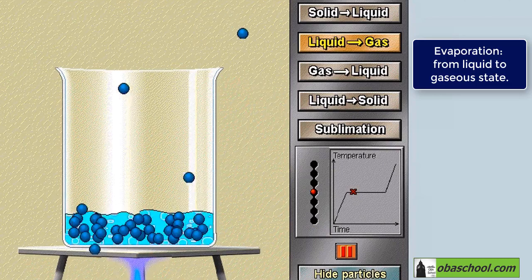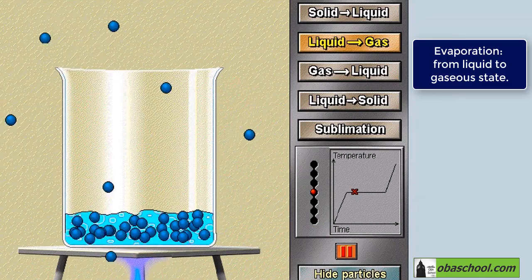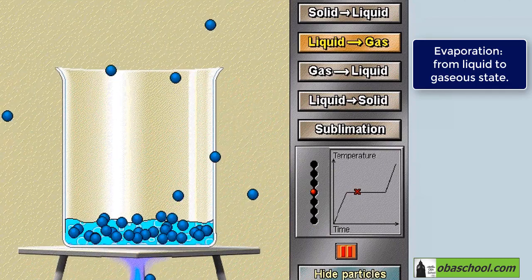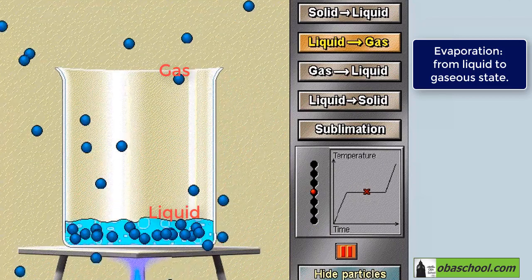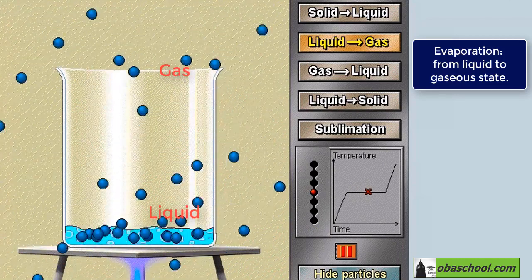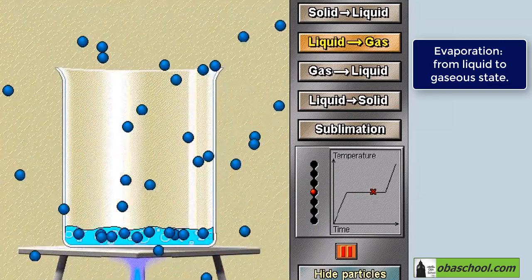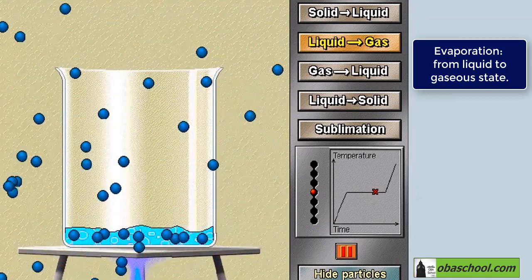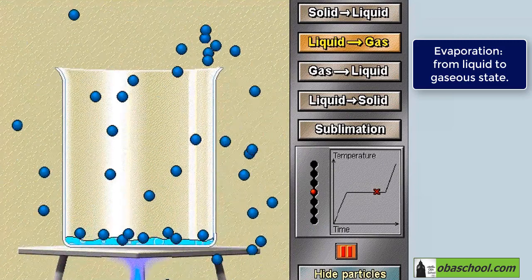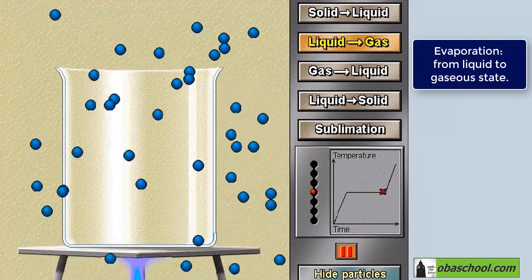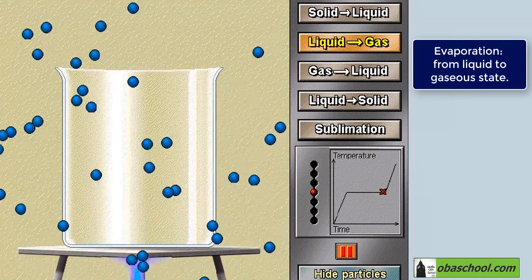We've increased the temperature even more, and more particles are now turning into gas. These particles that you see roaming around are the gas particles. Notice how often the particles evaporate at higher temperature, and notice the speed of the movement.